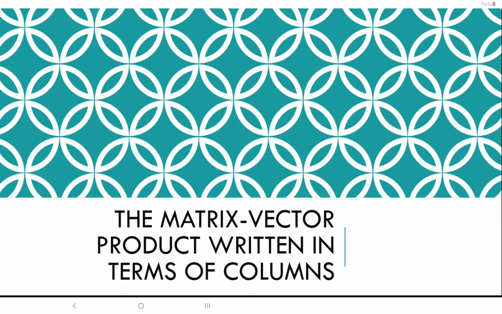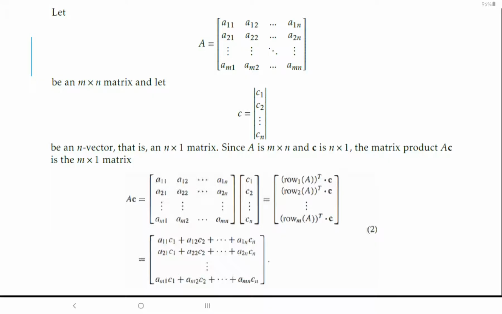Okay? Okay, so now we have the next topic. Pwede pala nating isulat daw yung matrix-vector product in terms of its columns. Okay? So, what does this mean? Kung meron tayong matrix and then i-multiply natin siya sa isang column vector, pwede natin siyang isulat in terms of the columns alone. So, what does this mean?